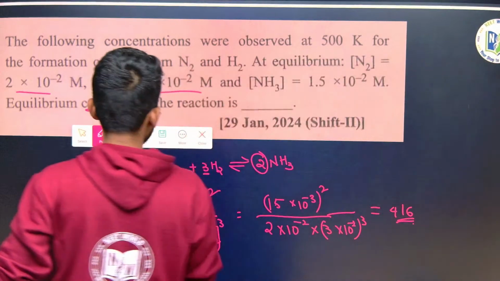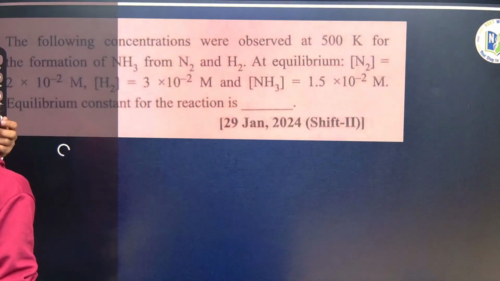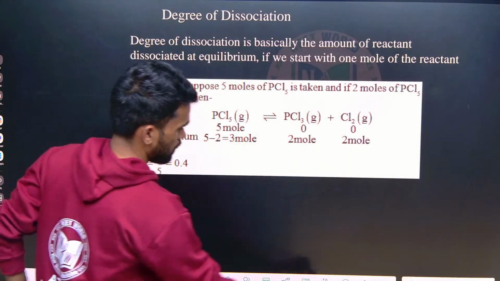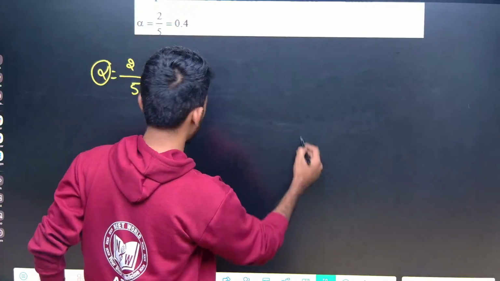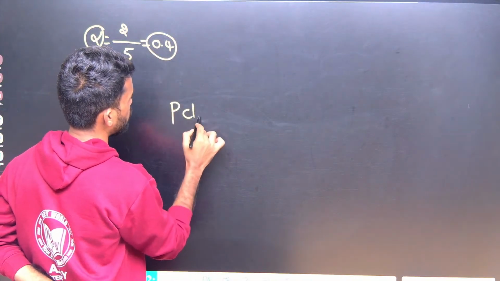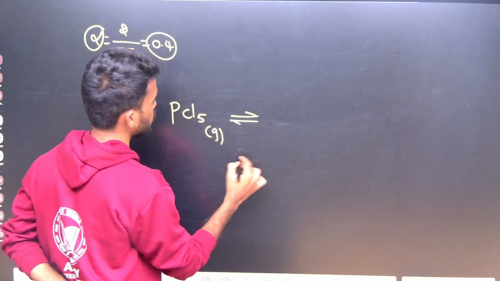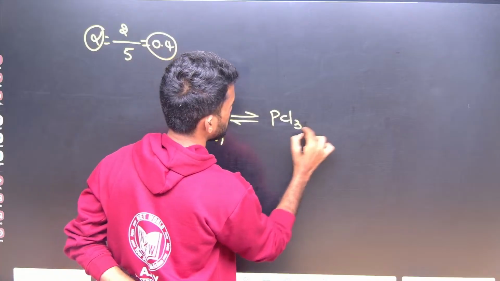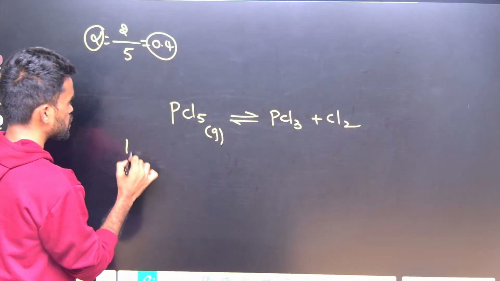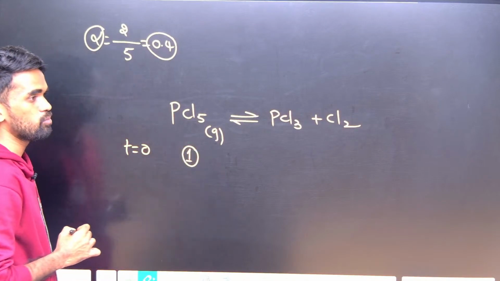Yeah, so next, now we'll go back to our discussion of equilibrium. Here we'll be asking one question, one more model we need to discuss. For example, I have PCl5, which is a gaseous substance. It will decompose to give PCl3 plus Cl2. Initially at time t0, I am giving you 1 mole of PCl5.